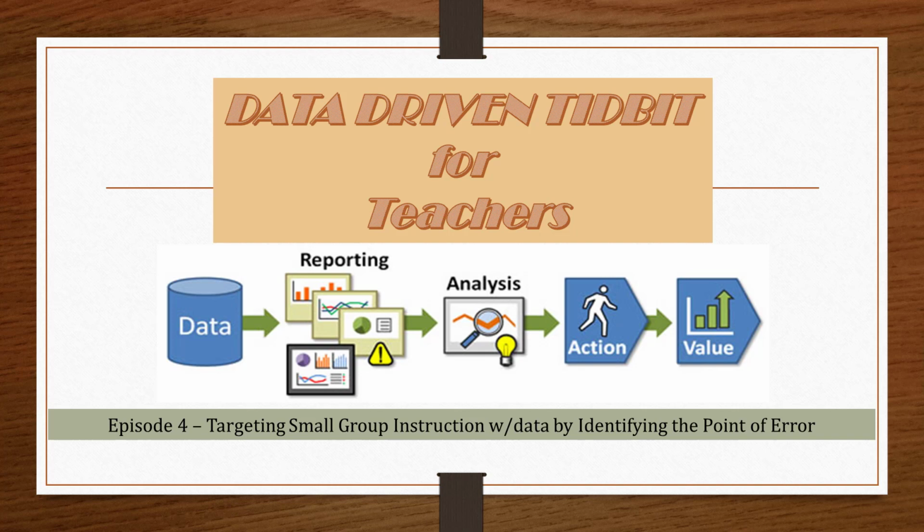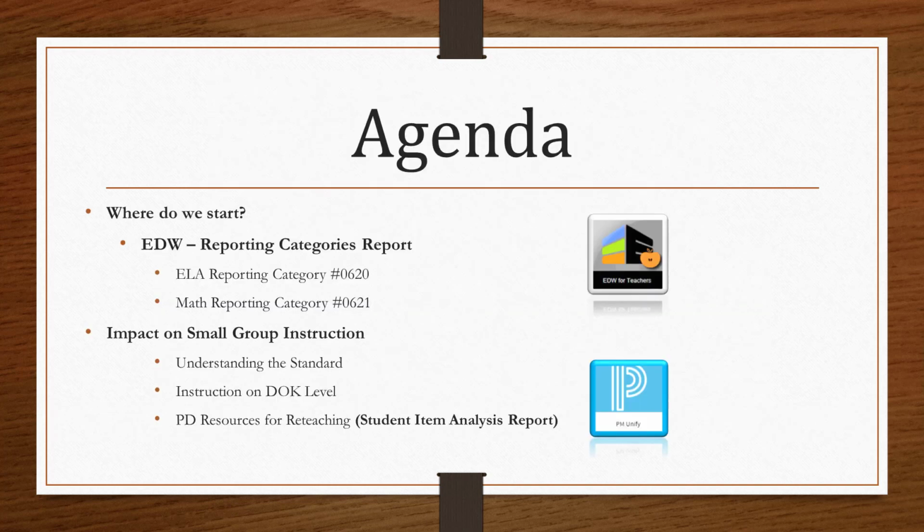Today we will discuss how to target small group instruction with data by identifying the point of error in the content of ELA. To accomplish this task, we will start by reviewing the reporting category reports in EDW for ELA and Math. These reports allow the teacher to take a closer look at student performance within each subcategory assessed on FSA. Because this is a broad overview of student performance, we will dive deeper into the standard and depth of knowledge to assist with identifying the point of error.